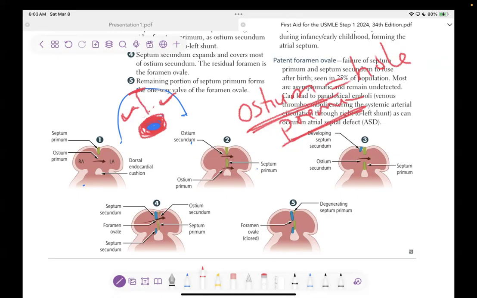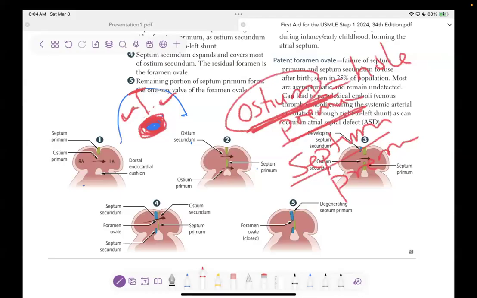This is called septum primum, and the name makes sense. When we say ostium primum, it means the first ostium between the two atria. And whenever we say septum primum, we know that this is the primary septum. So at first there was an ostium, a hole between two atriums, and then a septum from the upper part of the atrium came down to the endocardial cushion and made the septum primum, right?